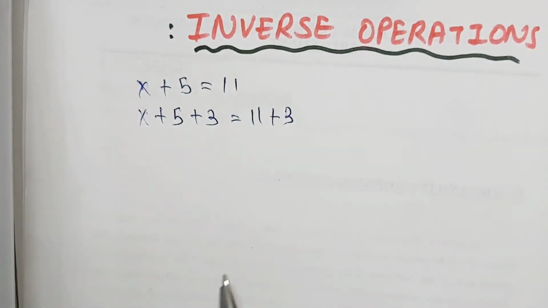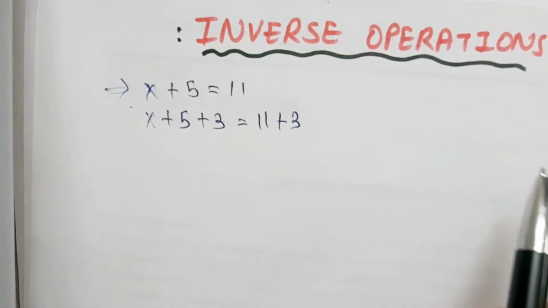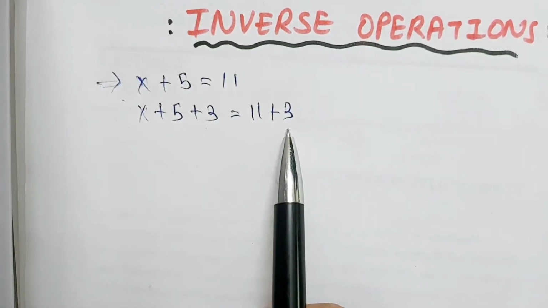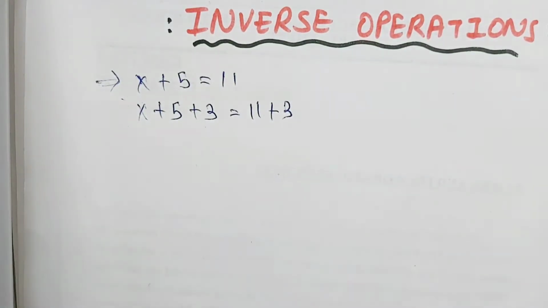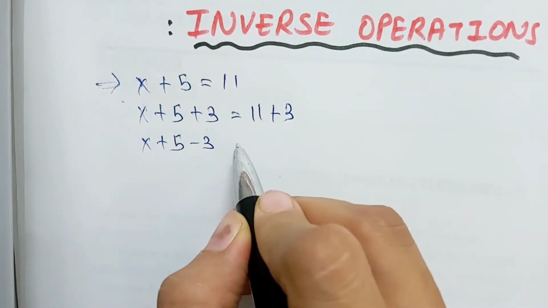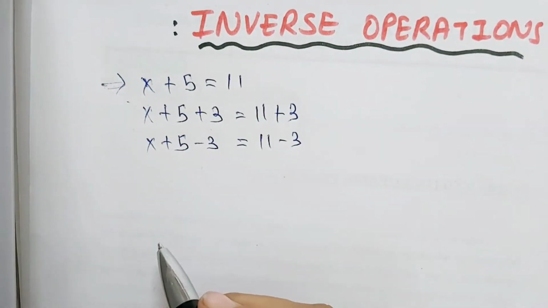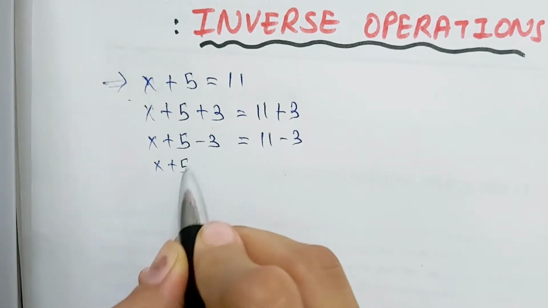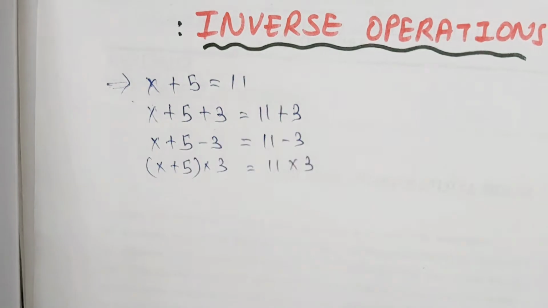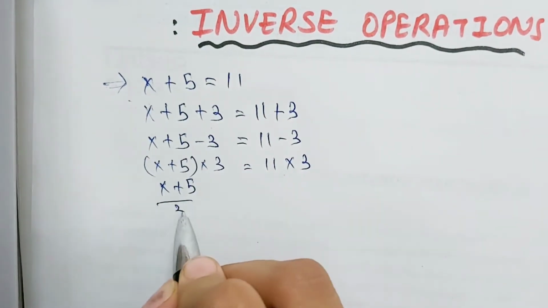This means that I have not made any changes to my parent equation, which is this. Why so? Because I have added plus 3 on the left hand side, I have added plus 3 on the right hand side, so it's going to just balance this out. Similarly, if I do subtraction, let's say x plus 5 minus 3, that also I am going to perform on both the sides, is equal to 11 minus 3. Let's say I perform multiplication, x plus 5 multiplied by 3 is equal to 11 multiplied by 3. And similarly, if I perform division, then that also has to be on both the sides.